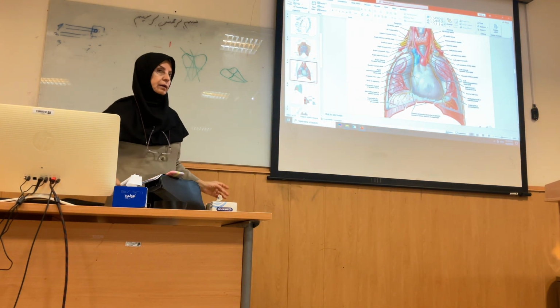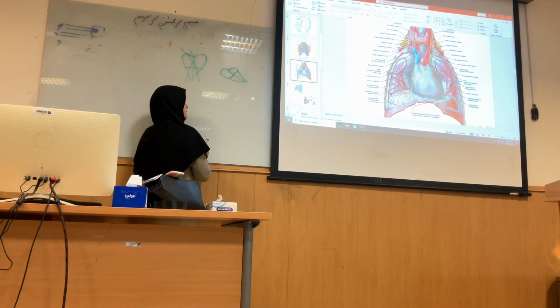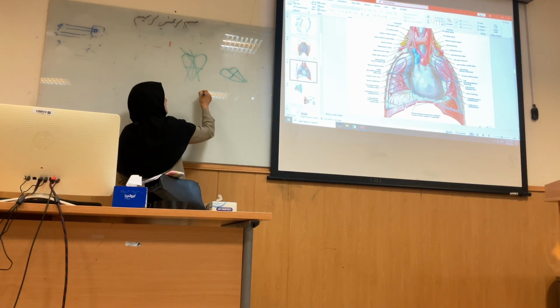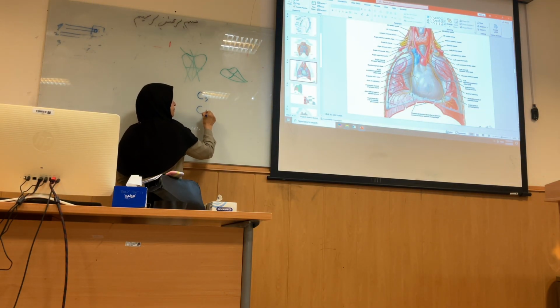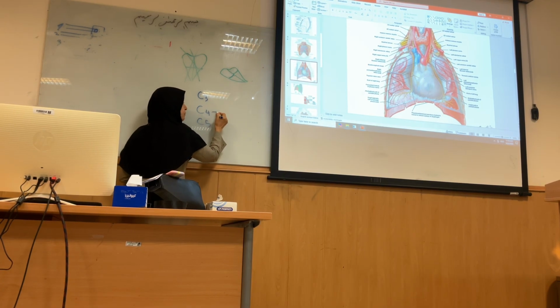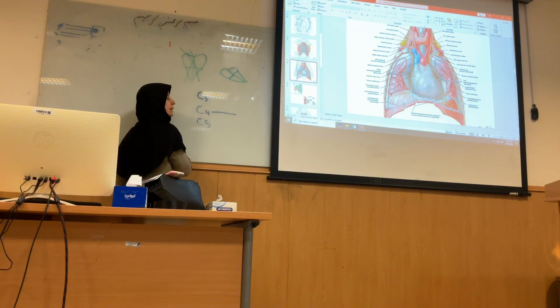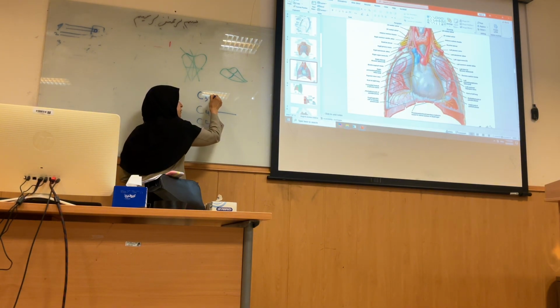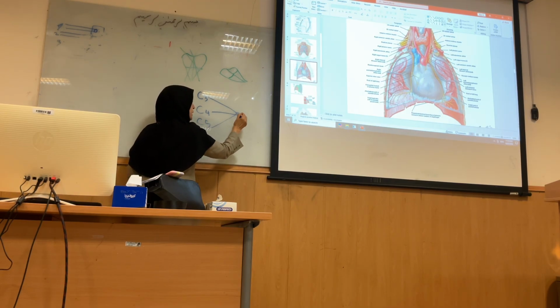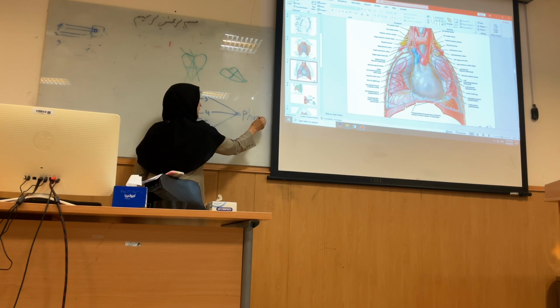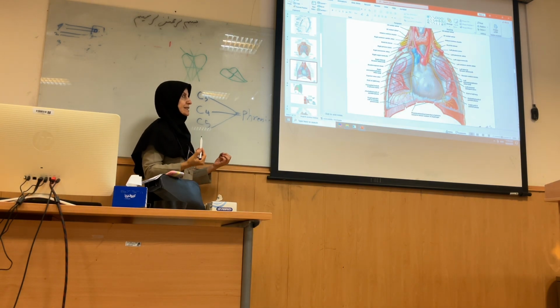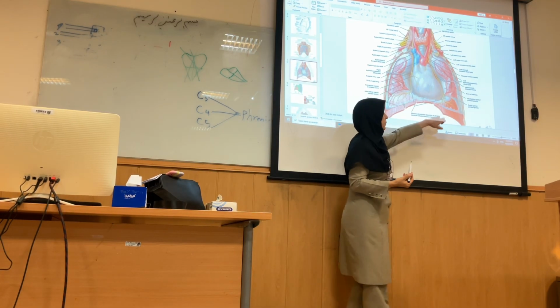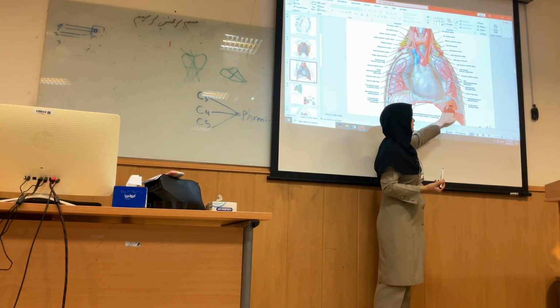Never forget, the phrenic nerve is formed by three cervical spinal nerves: C3, C4, C5. All of the fibers that belong to C4, the fourth cervical spinal nerve, some of the fibers from C3, some of the fibers from C5, all of them join together and make the phrenic nerve. The phrenic nerve is responsible to innervate the diaphragm.